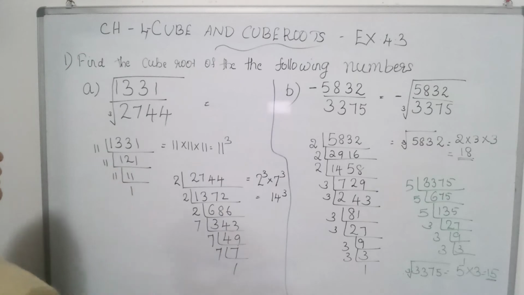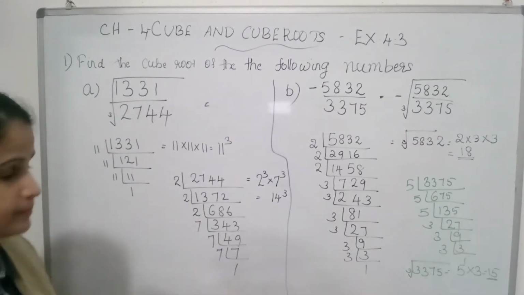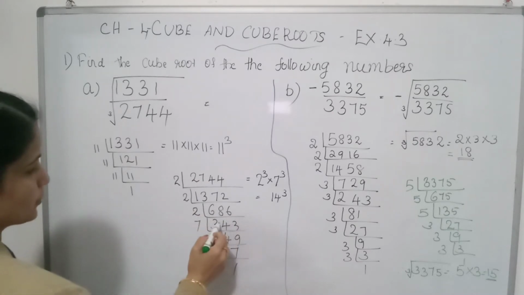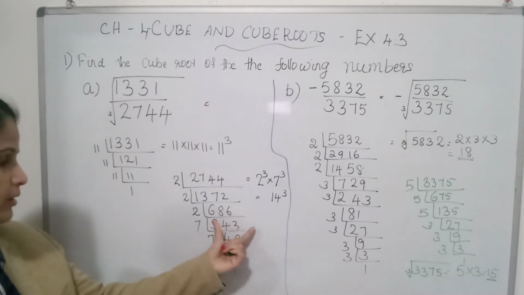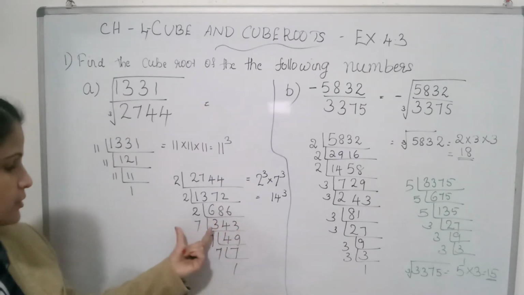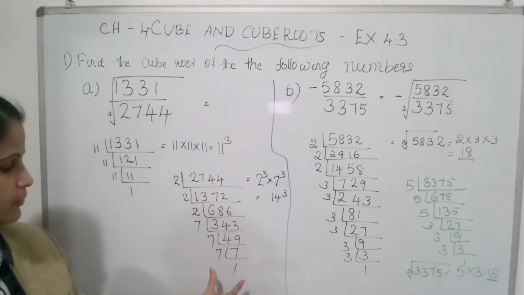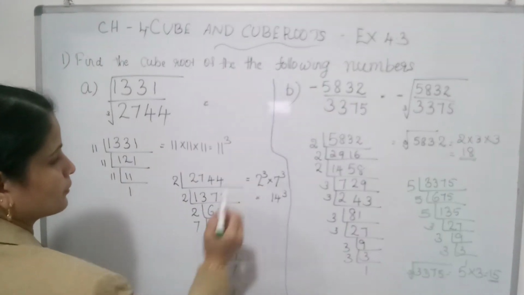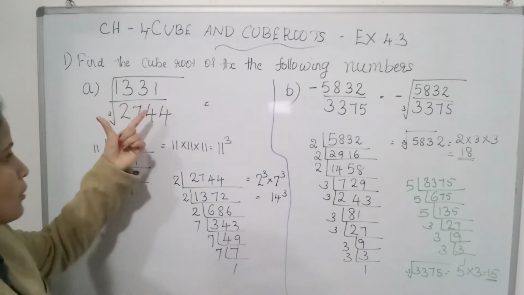It is 2744. When this is an even number, you divide this by 2. You will get 1372. Again by 2, you will get 686. Again by 2, you will get 343. This is not an even number. It's odd and also it's a multiple of 7. So you divide this by 7. You will get 49. Again by 7, it's equal to 7. So 2744 equals 2 cube into 7 cube. That means 14 cube. So our question is to find the cube root of this.